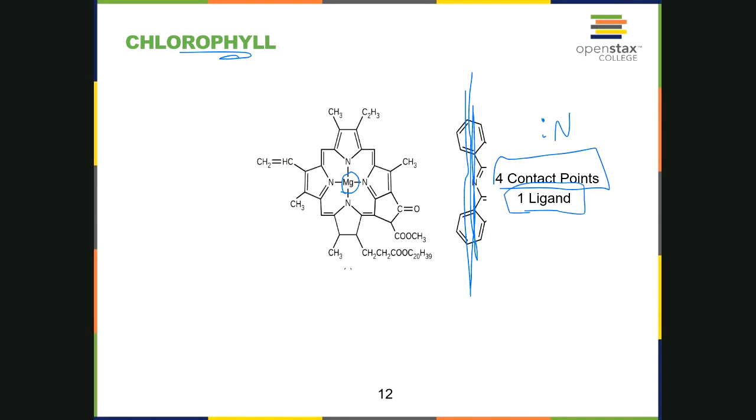So it's one big organic kind of molecule with a magnesium in the middle. And of course, we know chlorophyll is responsible for taking sunlight and converting carbon dioxide into oxygen. So the magnesium's ability to move between oxidation states is going to make that possible.